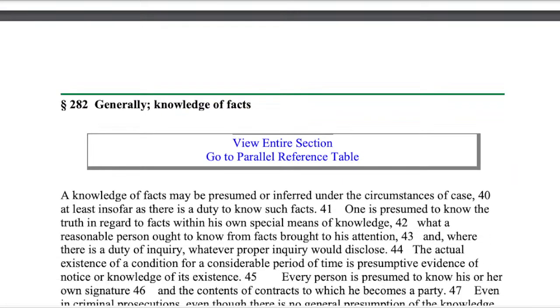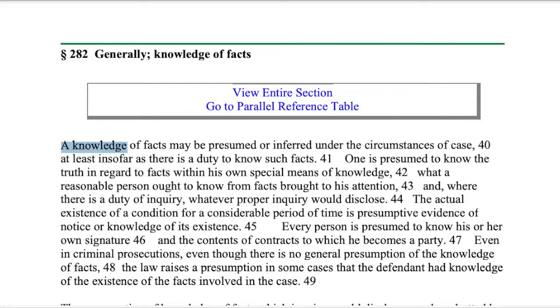Okay, let's start. Generally, knowledge of facts. A knowledge of facts may be presumed or inferred under the circumstances of the case, at least insofar as there is a duty to know such facts. Duty to know. One is presumed to know the truth in regard to facts within his own special means of knowledge, what a reasonable person ought to know from facts brought to his attention, and where there is a duty of inquiry, whatever proper inquiry would disclose. So if you have a duty of inquiry, a duty to know, you must ask certain questions. Proper inquiry would disclose such facts.